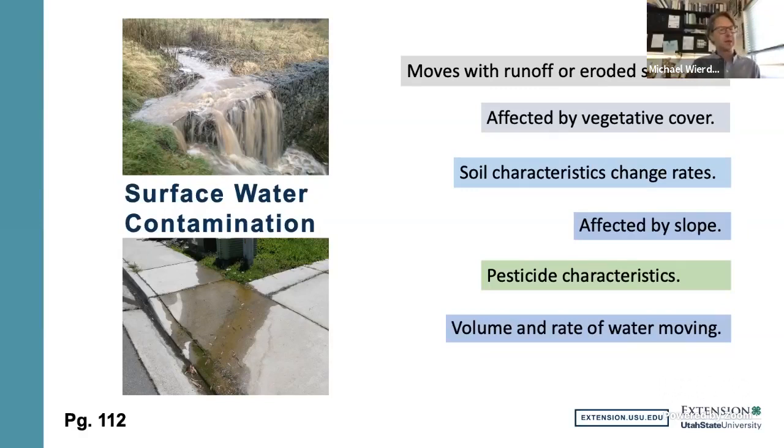The pesticide's characteristics are important here. Again, a highly soluble pesticide will easily be taken up by water and then move with the water. So the volume and rate of the water moving will also play in. If you apply a pesticide that's highly soluble and then there's a big water event that follows it, you could have a lot of movement of pesticides off your target area into surface waters.